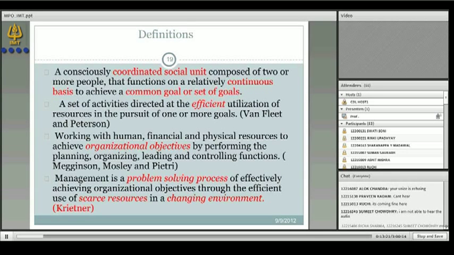See, look at some of the definitions of management and organization. It's a consciously coordinated social unit.